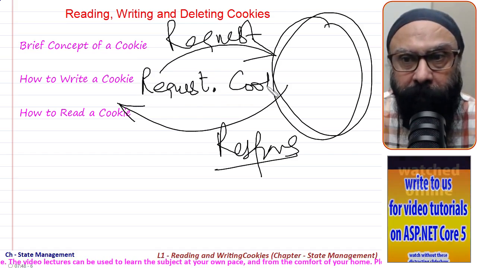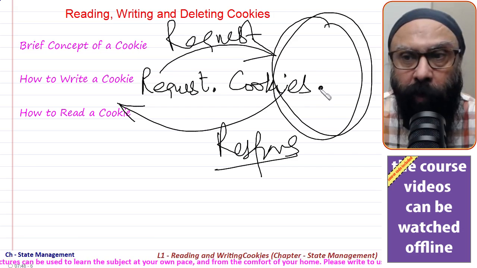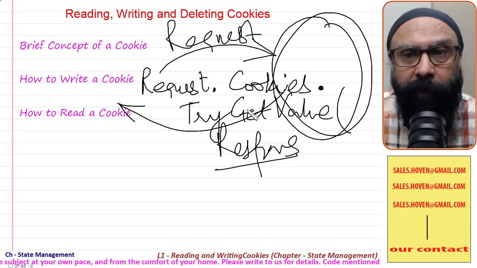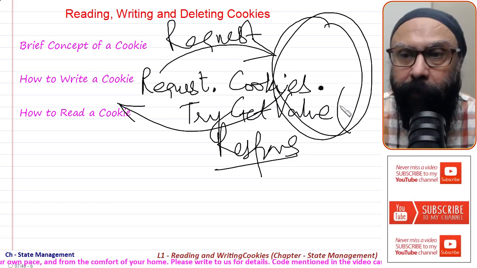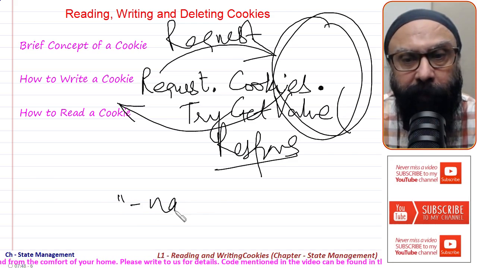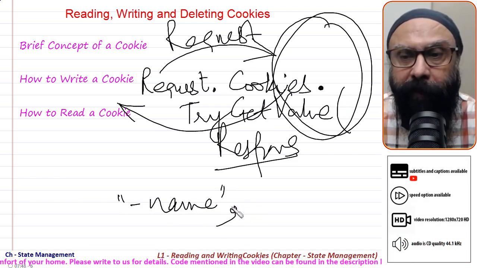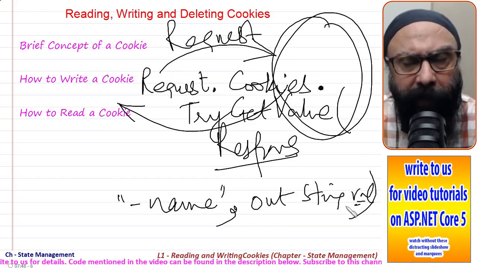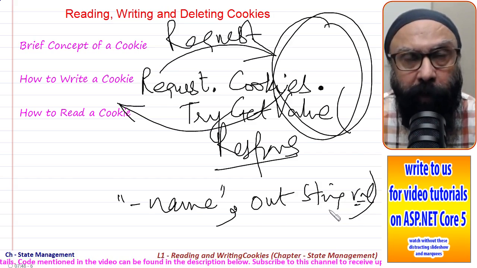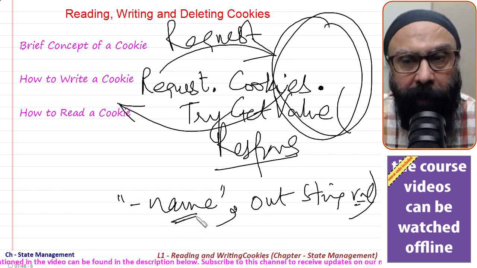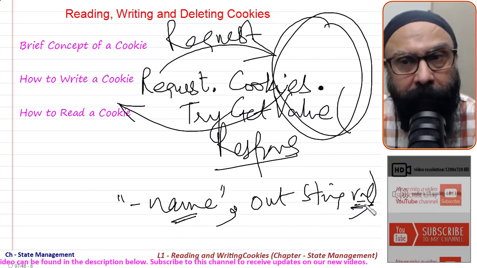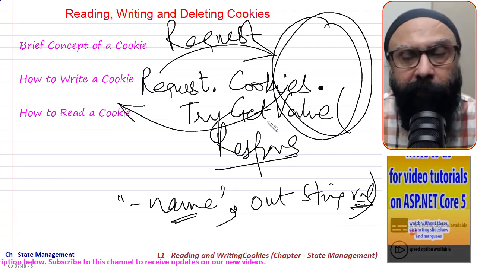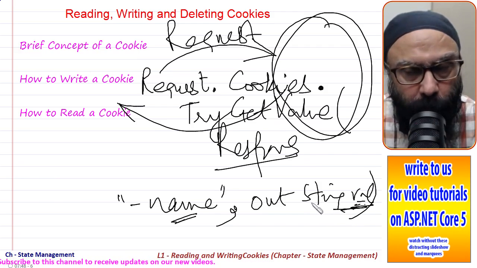dot cookies dot TryGetValue. This is a one line code which will return true, and here you will pass parameters. The first parameter is the name of the cookie that you want to read, and the second is an out parameter, out string val, some identifier val. If your remote client sends a cookie of this name, then this val will contain the data, and the method TryGetValue will return true. If it doesn't, then it will return false, and this parameter will not be available to you.